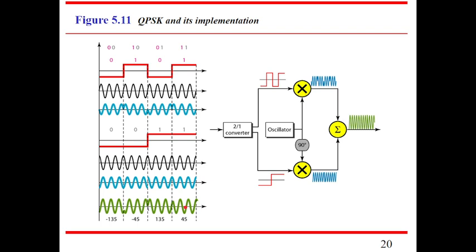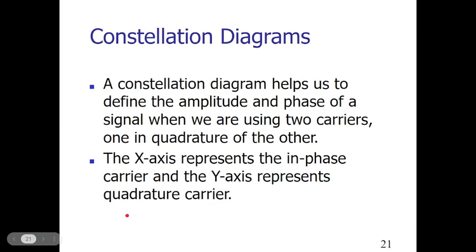Now, the question is, how can we identify from these two different signals what will be the combined signal? We simply do not want to memorize this value. So for this we use a technique known as the constellation diagram. The constellation diagram basically tells us what will be the combined signal if we have two carrier signals. So how does this constellation diagram work?